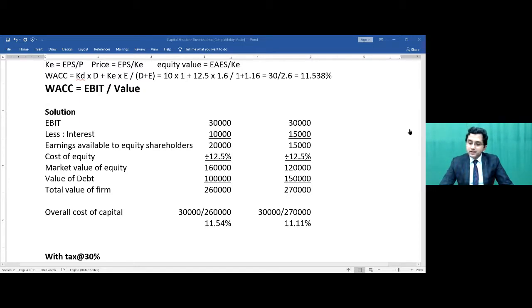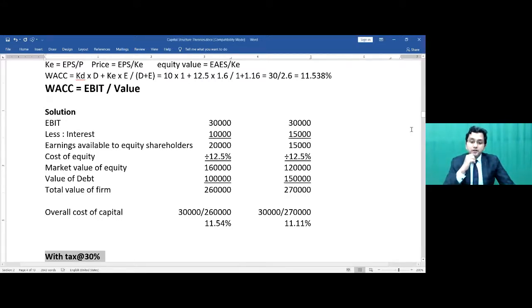Meanwhile, somebody is asking how value of debt is 5 lakh rupees, sir. Look, amount of interest is 75,000 rupees divided by rate of interest, which is 15%. So 75,000 rupees divided by 15% will give you 5 lakh rupees. Right?